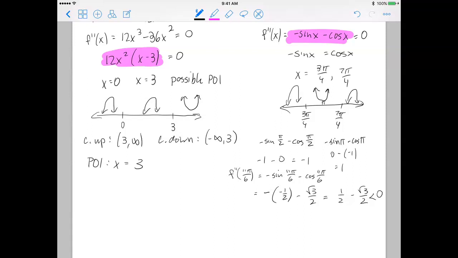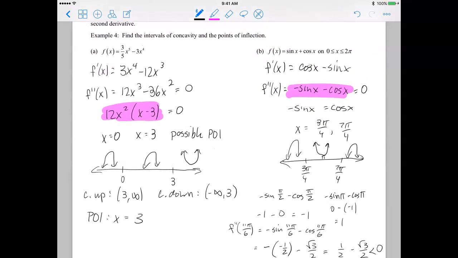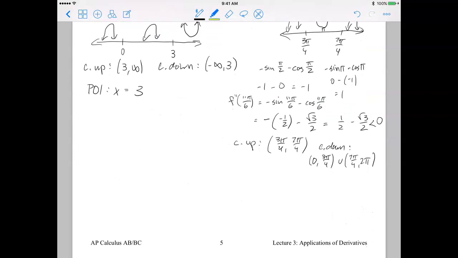Okay, so we are now ready to write our answer. This function was concave up on the interval from 3 pi over 4 to 7 pi over 4. The function was concave down on the intervals from 0 to 3 pi over 4, and also from 7 pi over 4 to 2 pi. And the reason I'm using 0 and 2 pi there is if you go back up and look at the problem, the interval that we cared about here was from 0 to 2 pi, and so I'm not going to put negative infinity or positive infinity.